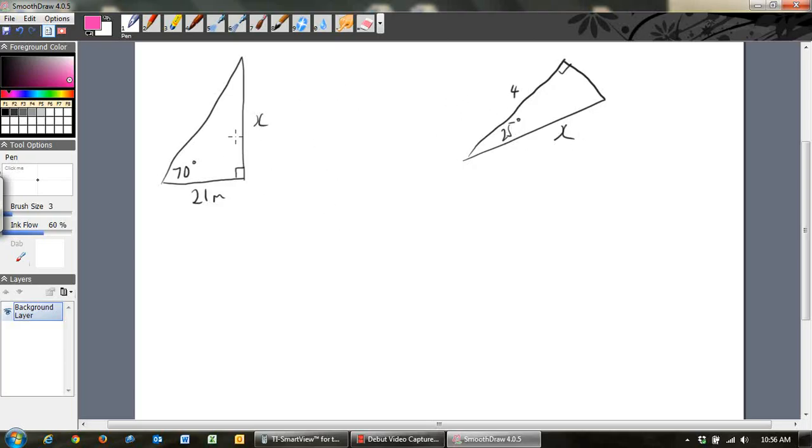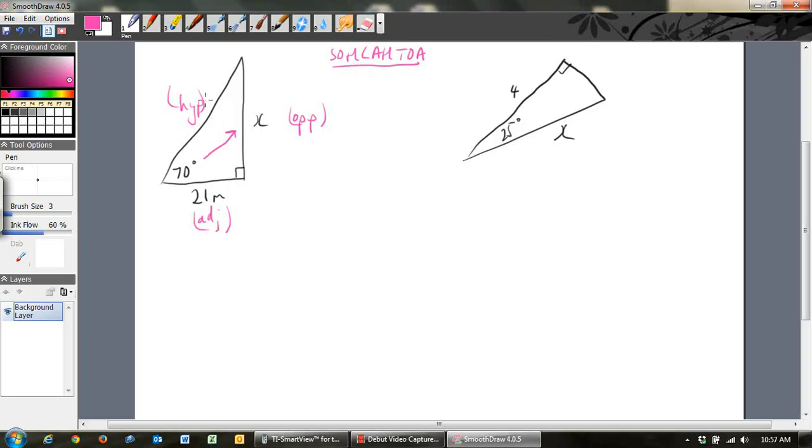So let's have a look at this one here. Firstly, label the sides. So here's 90 degrees, here's the longest side here, so that's your hypotenuse. There's your angle that we're talking about, 70 degrees, so opposite that is x, which is your opposite. 21 meters, that's the one that's left over, that is your adjacent side there. Perfect. Now I'll just write our ratios up here. So SOH CAH TOA. There we go.